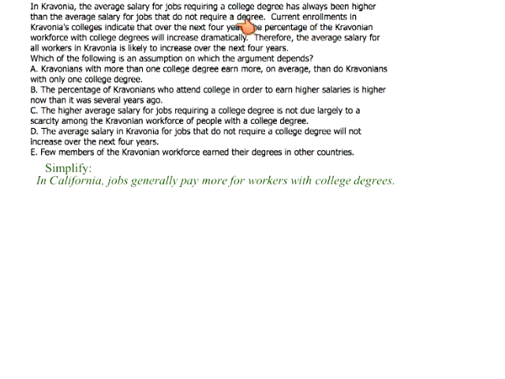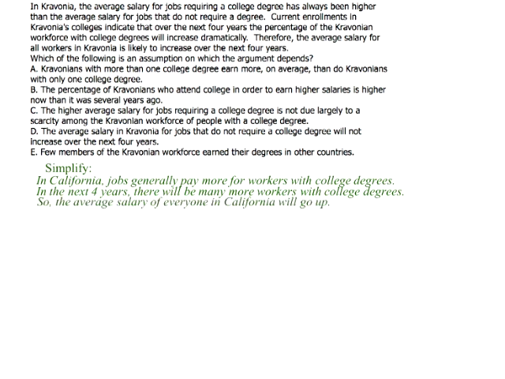So the data say that over the next 4 years, there's going to be a lot more people with college degrees. So that's a thing. You don't question that. So over the next 4 years, there will be many more workers, or at least potential workers, with college degrees. So the average salary is going to go up. The average salary of everyone in California will go up. I mean, that's the argument.